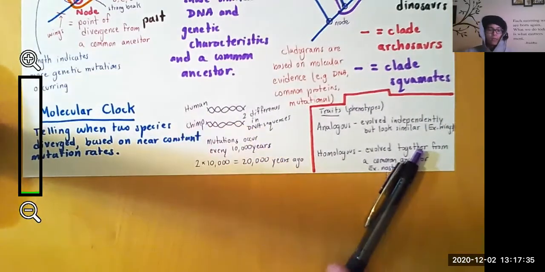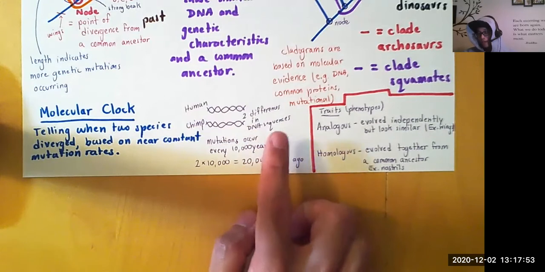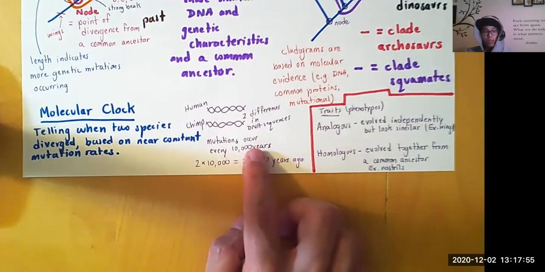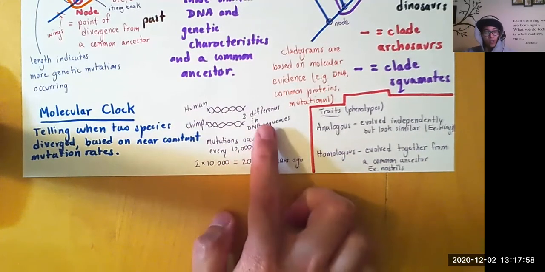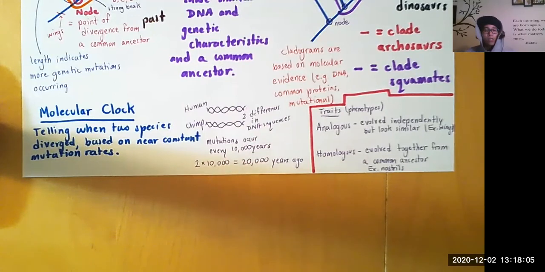Let me summarize today. A molecular clock is a clock that can tell us how far in the past two modern species have diverged from each other, under the assumption that mutations generally occur at near constant rates. We can actually do some quick math with it. If a mutation occurs every 10,000 years and there are two differences between two modern species, you just multiply the number of differences by the number of years and you get an approximation of how long ago these two species diverged.